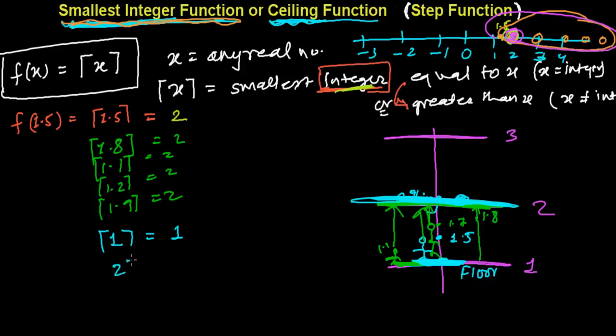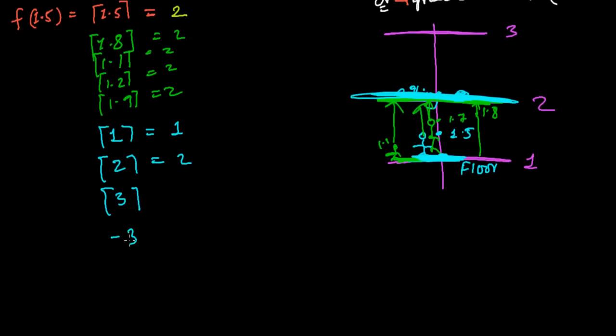So if it is a perfect integer, you'll get the perfect integers only, right? If it is 3, you'll get 3, and the same thing applies for negative numbers. Let's say if I have minus 3, then again I will get minus 3. But what if I get minus 3.5? All right, minus 3.5. That time, no.